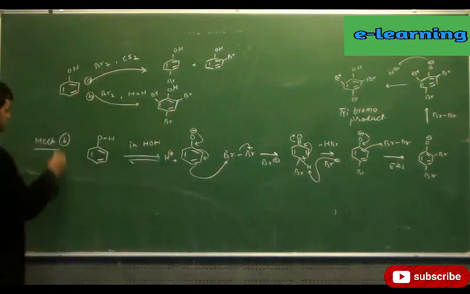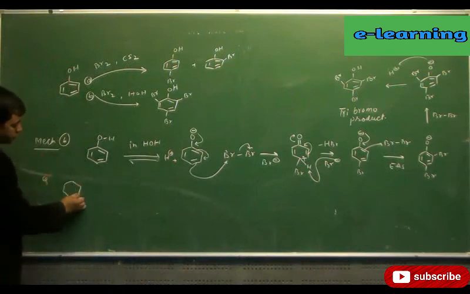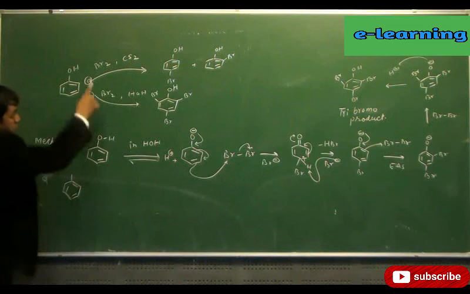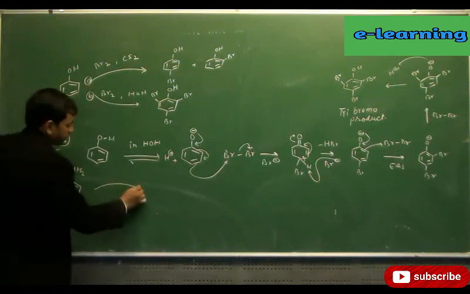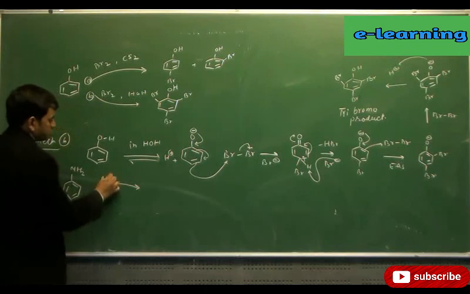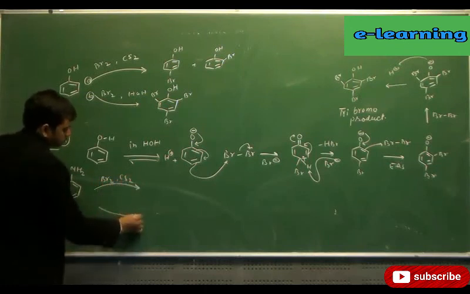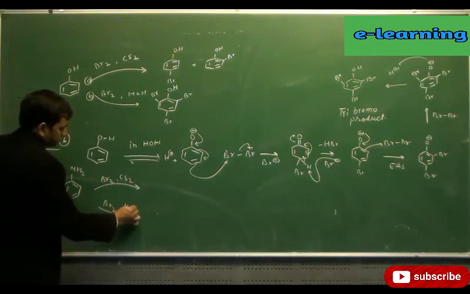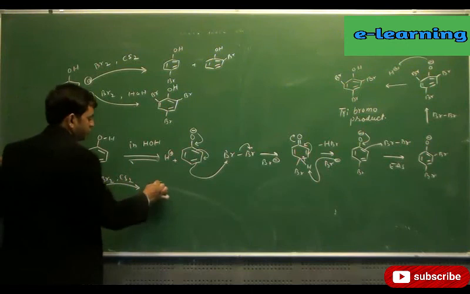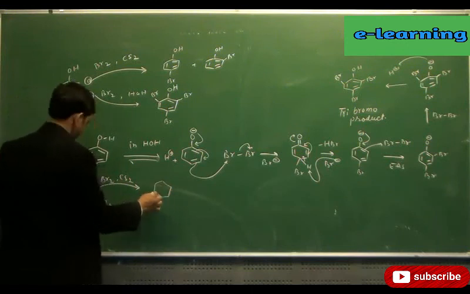Similarly, if the reaction is done with aniline, either in a non-polar solvent or a polar solvent, it gives the tribromo product. Br2 in CS2, Br2 in HOH, either polar or non-polar, it gives the tribromo product.